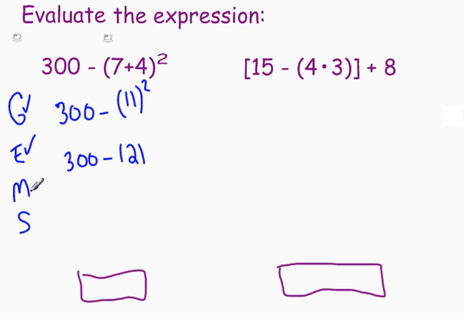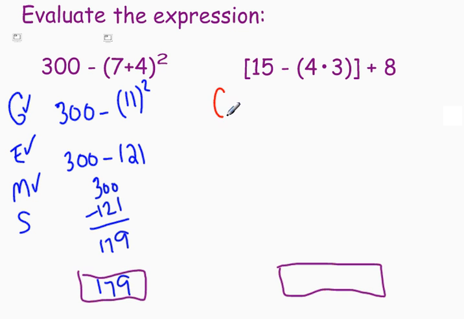M stands for multiply and divide from left to right. I don't have any multiplication or division, so I'll go ahead and check that off. S stands for subtract and add from left to right. I do have subtraction. In fact, that's all that's left. So I can then go ahead and finish this problem by subtracting. I usually count up. You will see this in class. I count up. 121 plus 9 is going to give me 130. 70 would give me a total of 200, which must mean my answer is 179.